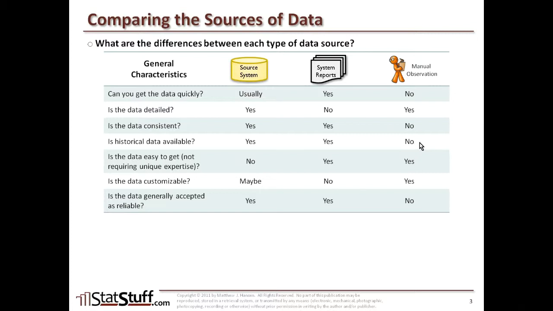For manual observation, no, we can't get anything historical. It's going to be from the point of when we're actually doing the manual observation, so we're not going to have any historical data for that.